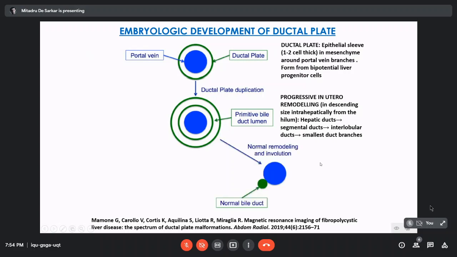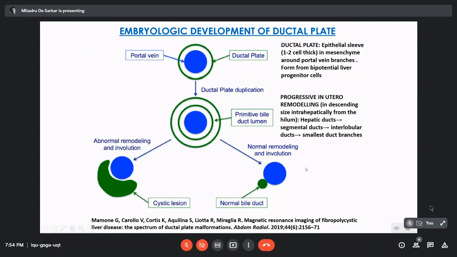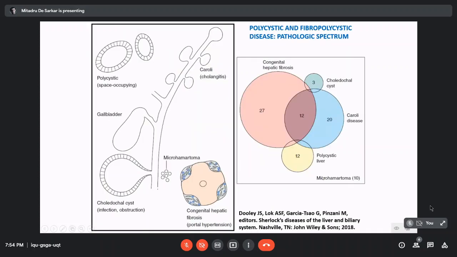If there is normal remodeling, you have a normal bile duct, whereas with abnormalities because of the primary ciliary gene mutations, you have involution happening in an abnormal fashion, resulting in multiple cystic defects along the biliary tree. So this is a pretty famous book, Sherlock's. I moved on to that book just to show you the range of diverse appearances of the liver cysts that you can see in association with this primary ciliary gene mutation.